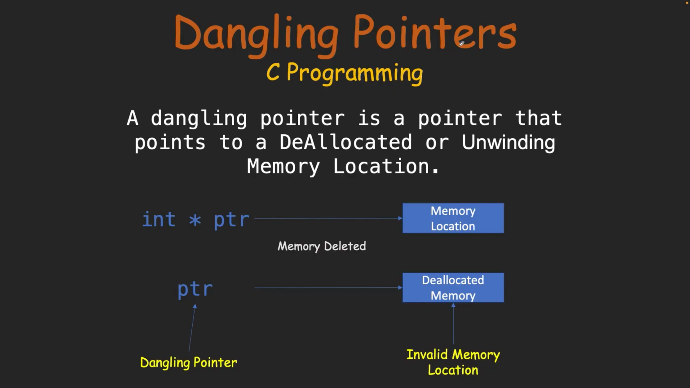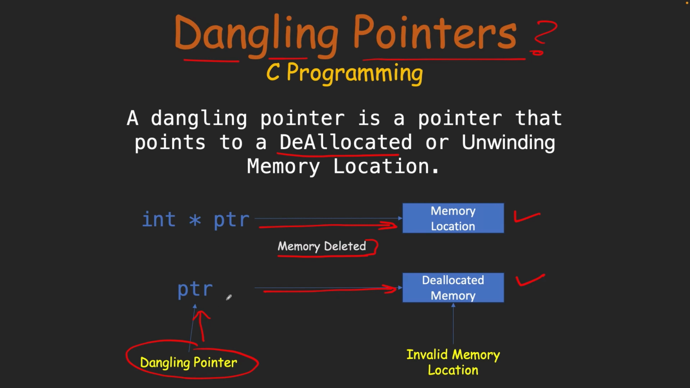Hello everyone, welcome back. In this video, we will see what is a dangling pointer in C programming. A dangling pointer is a kind of pointer that points to an invalid memory location. It might be possible that a pointer previously pointed to a valid memory location, but if the memory is now deleted or unwinded and the pointer is still pointing to that invalid memory location, then it is a dangling pointer.